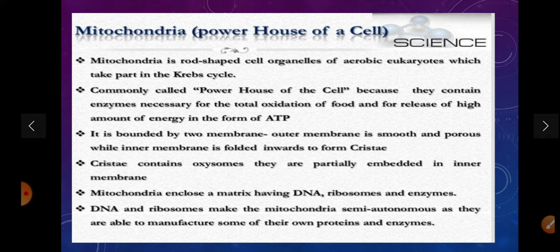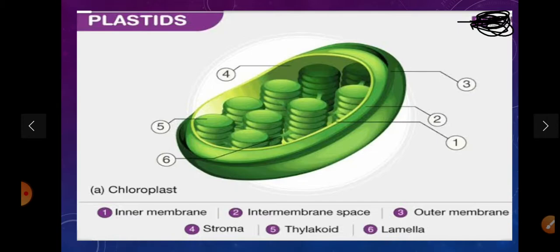It is bounded by two membranes. The outer membrane is smooth and porous while the inner membrane is folded inward to form cristae. Cristae contain oxysomes. They are partially embedded in the inner membrane. Mitochondria enclose a matrix having DNA, ribosomes and enzymes. DNA and ribosomes make the mitochondria semi-autonomous as they are able to manufacture some of their own proteins and enzymes.